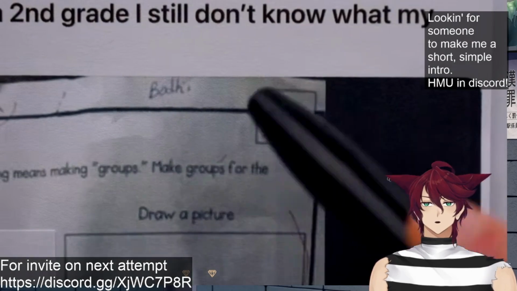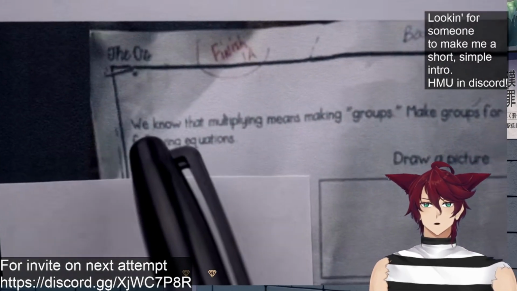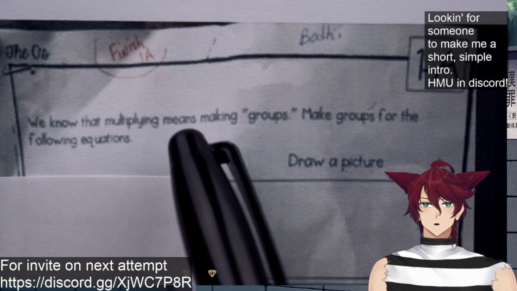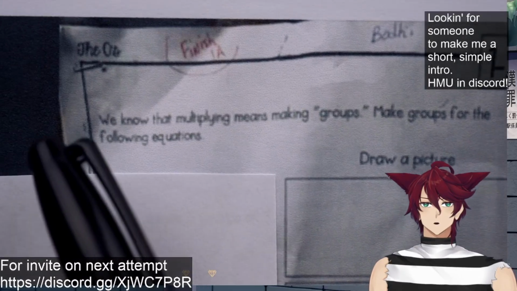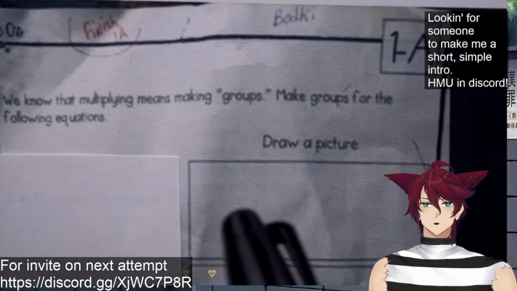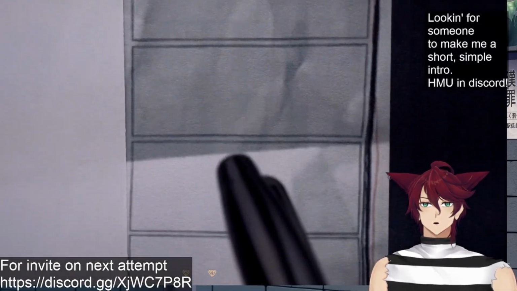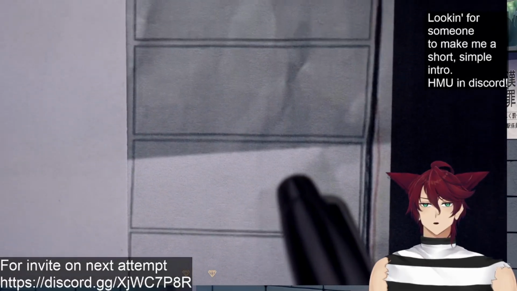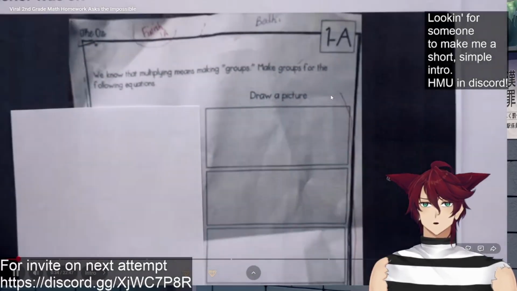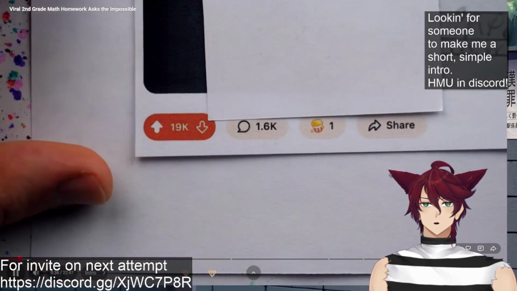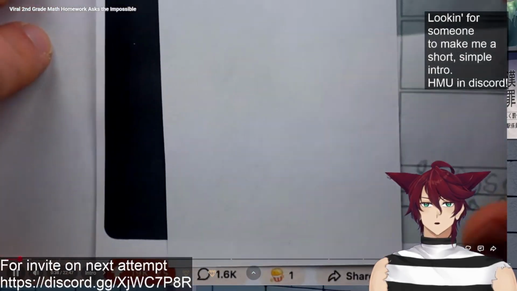This is worksheet 1A. It says, we know that multiplying means making groups. Make groups for the following equations. And we can see over here on the right, we'll have to draw pictures for a few different multiplication problems. And that's super easy, so I really don't know what all the hubbub's about.